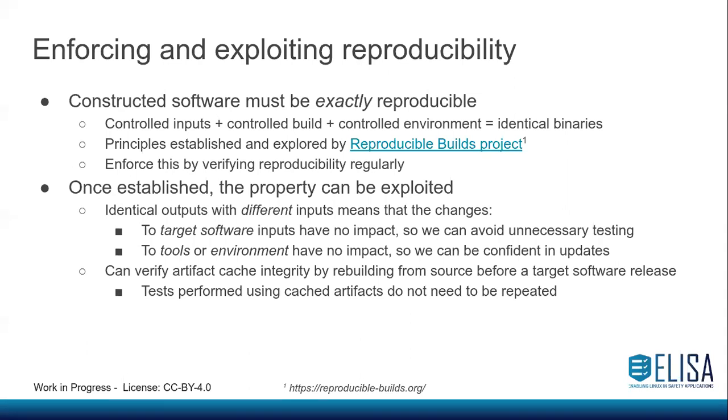They might be conditionally compiled, so they only apply to a different target architecture, in which case you don't expect them to have an impact, but you want to be able to move the version of the software forward so that you're actually able to take advantage of changes that build on that come later. If we get identical outputs with different tools or environment, in other words, if we've updated a tool to a new version or made a change to an environment, but we can still get the same output for our software build, then we can be confident in those updates.